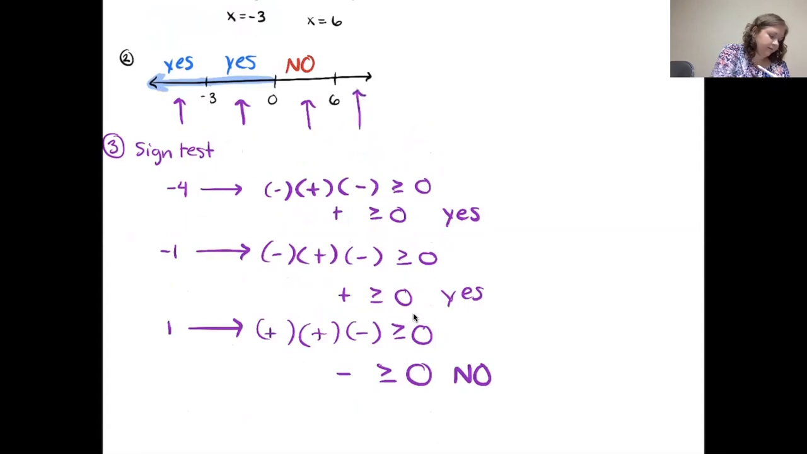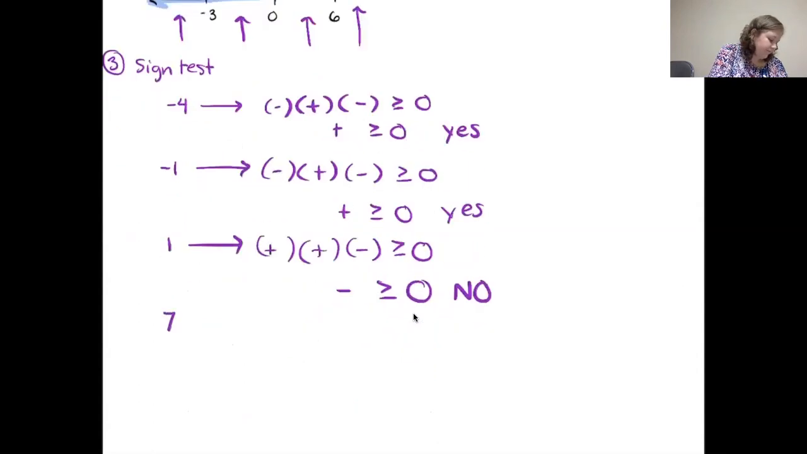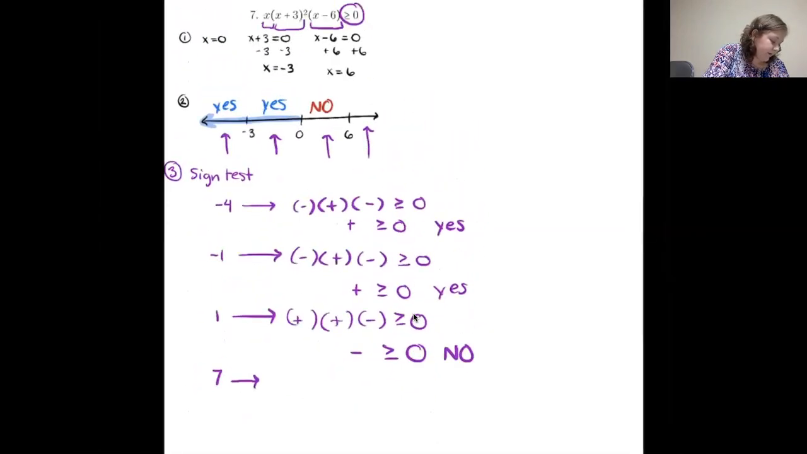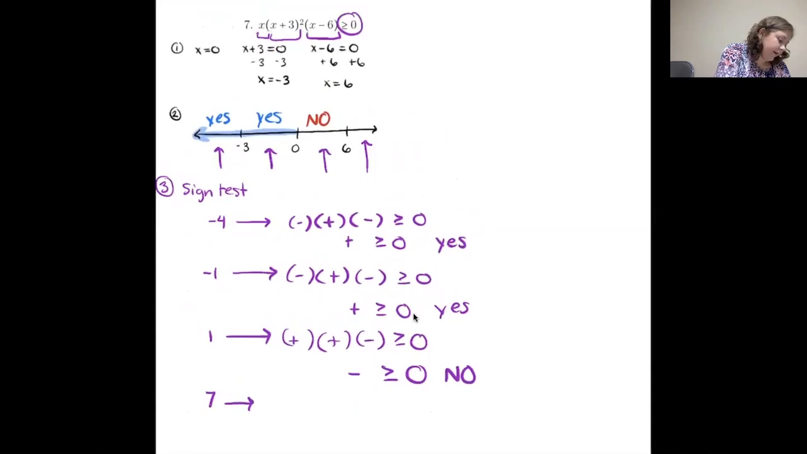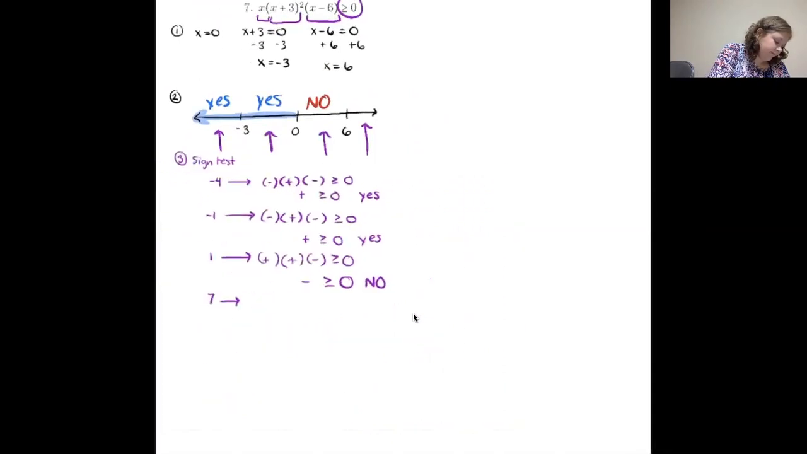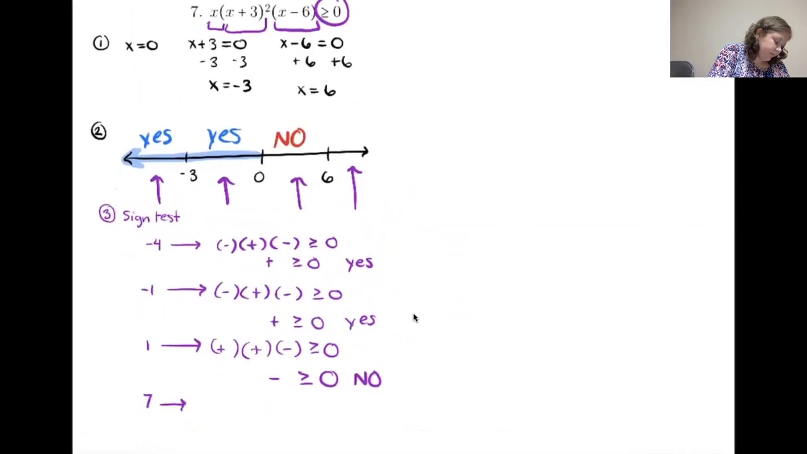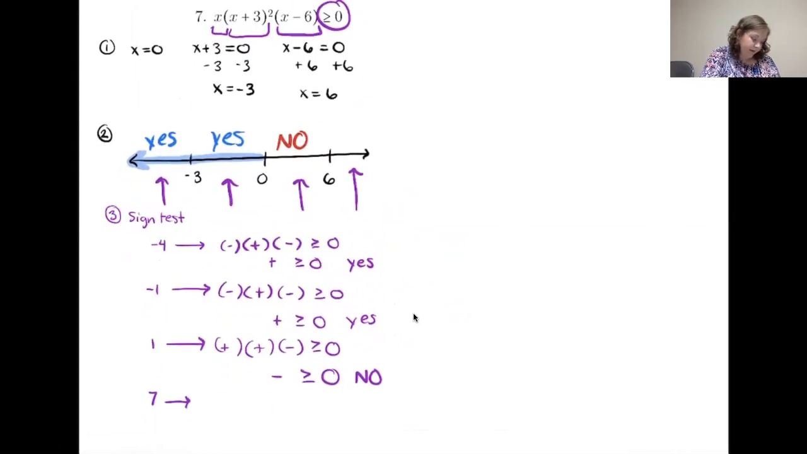And then the last one, we'll pick a number greater than 6. And I will pick 7 and plug it in. Sorry, I'm running out of room here a little bit, so let's zoom that out so we can see everything at the same time. All right.